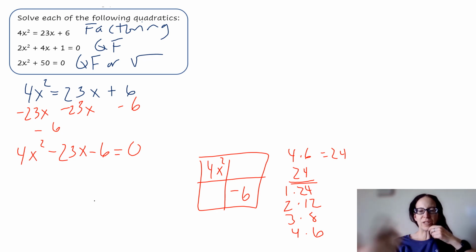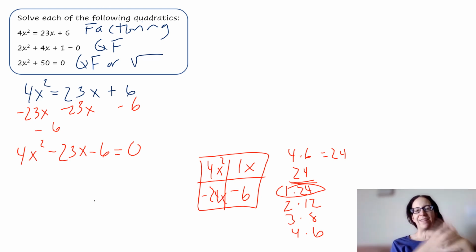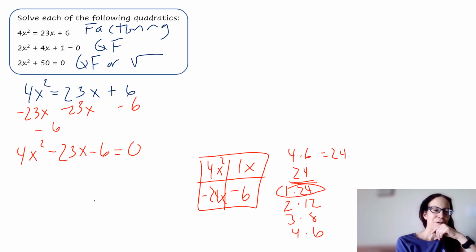But we are looking for something that adds up to 23, which will necessarily be 24 or -23. So it would have to be a positive 1x and a negative 24x. So don't forget, like 1 times the number. It's a thing. Okay, looking for that GCF, the only thing that 4x squared and 1x have in common is the x. And then once we get there, we're pretty much okay to go.